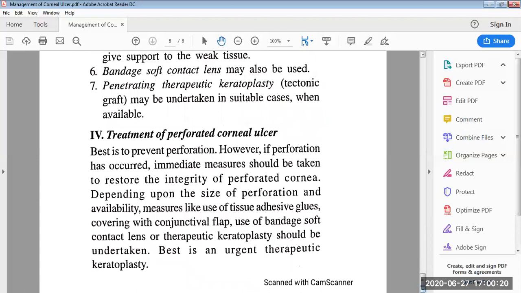The best is to prevent perforation. However, if perforation has occurred, immediate measures should be taken to restore the integrity of the perforated cornea. Depending upon the size of perforation and availability, measures like use of tissue adhesive glues, covering with a conjunctival flap, use of a bandage soft contact lens, or therapeutic keratoplasty should be undertaken. Best is an urgent therapeutic keratoplasty.